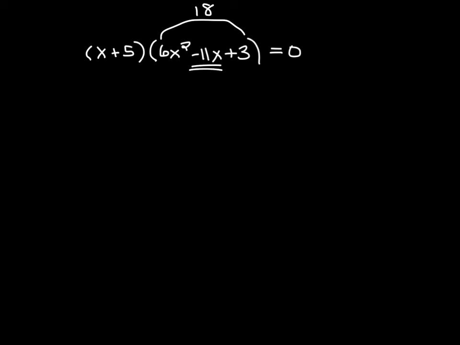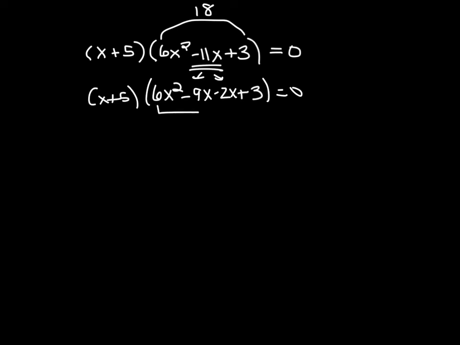Now, what we're going to do is we're going to bring down the 6x squared. We're going to leave a big space and bring down the plus 3. But two numbers that multiply to 18 and add to negative 11 are negative 9 and negative 2. So we're going to split this middle term up into a negative 9x and a negative 2x. All right, and then let me just bring all this down.